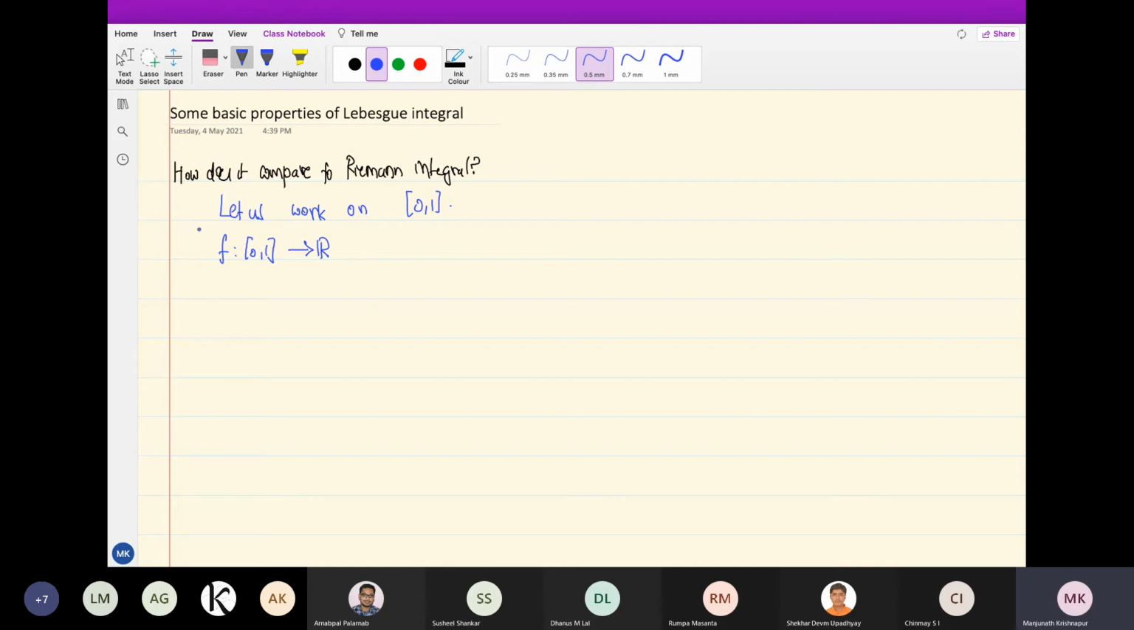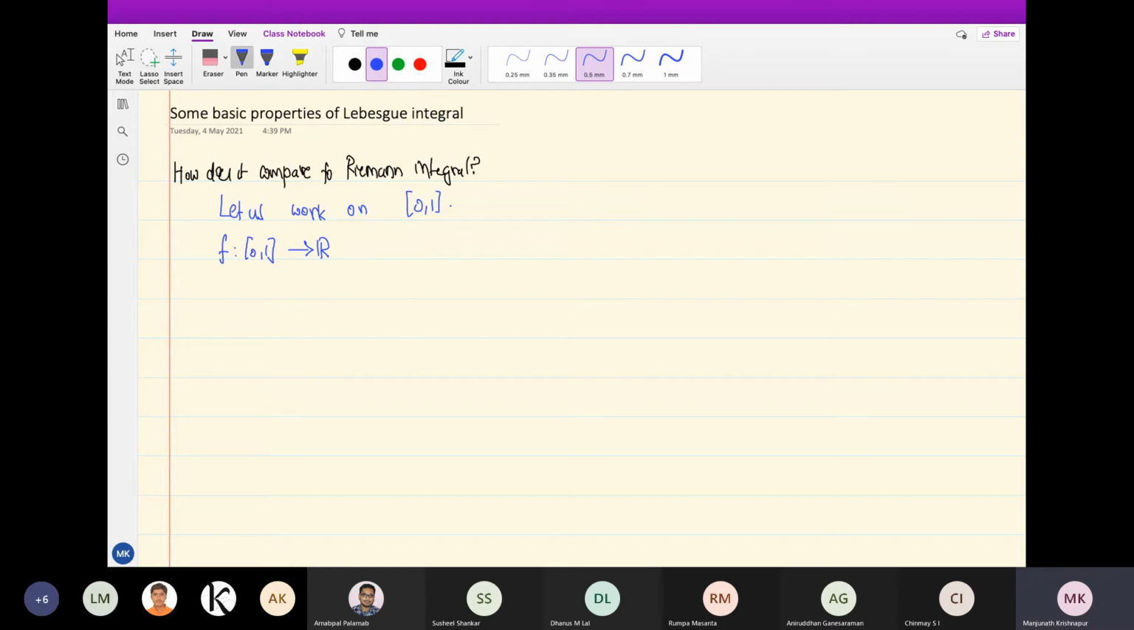So for example, what functions are Riemann integrable? Do you know that? Anyone? Discontinuities of measure 0. Okay, so you have seen that. There is a theorem of Vitali. Is that all?